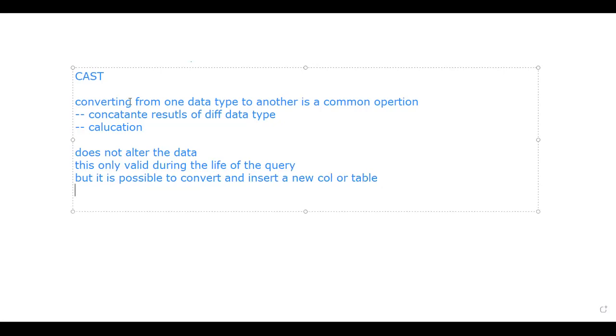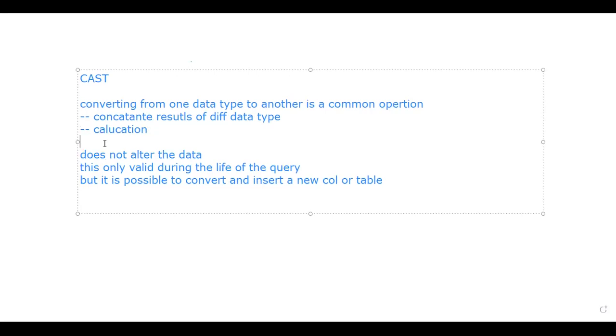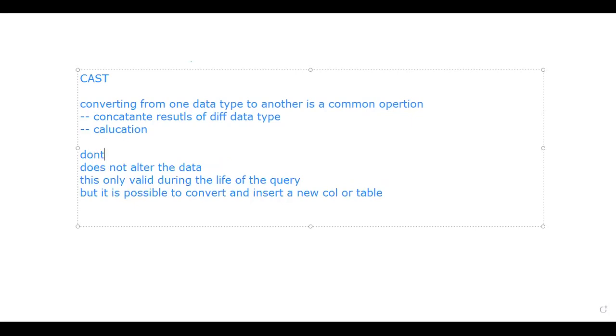So what cast does is convert from one data type to another data type, which is a common operation. It concatenates the results of different data types, and it allows calculations on two different data types, and it does not alter the data. It is only valid during the life of the query. So when you're executing any query, in those cases you can apply it. But it is possible to convert and insert into a new table.